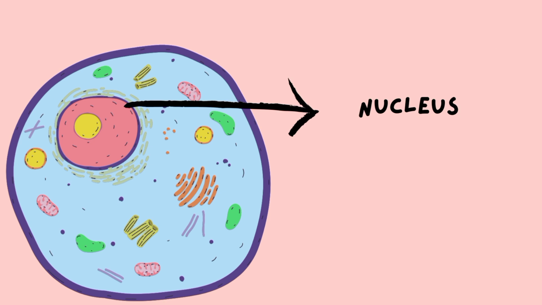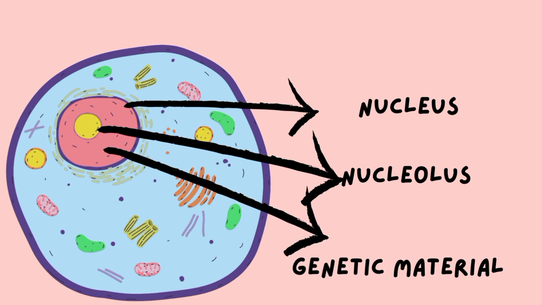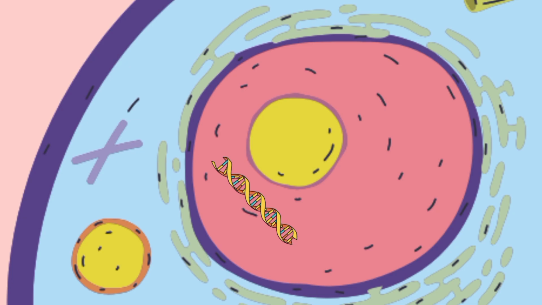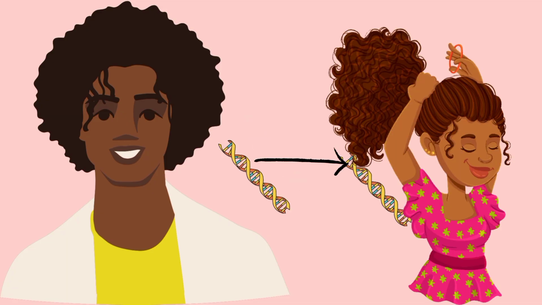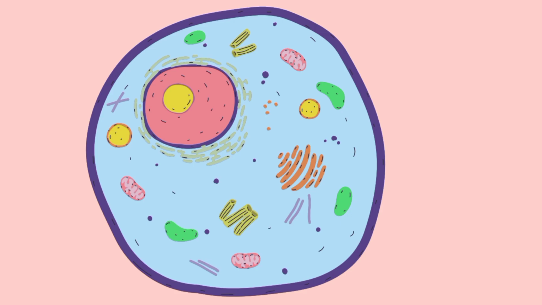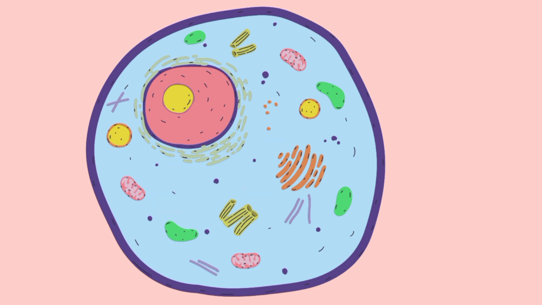The dense spherical structure in the center of the cell is the nucleus. It contains a spherical body called the nucleolus and a network of thread-like structures called chromatin. The genetic material present in the nucleus transfers the hereditary characteristics from the parents to offspring. The nucleus also controls and coordinates the cellular activities.